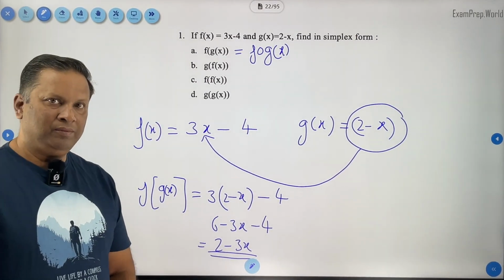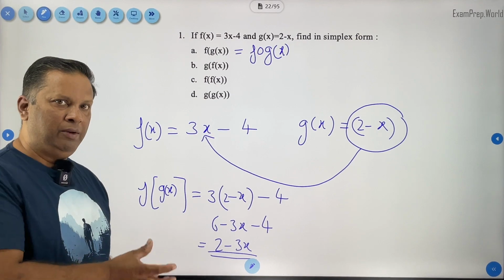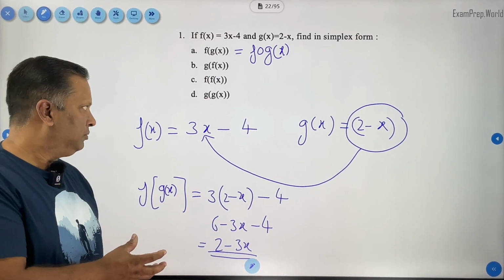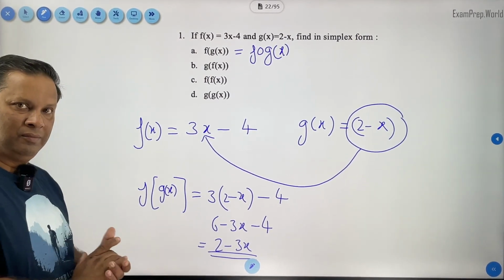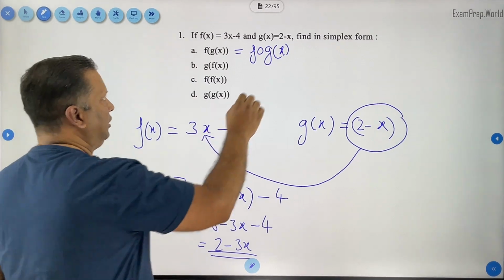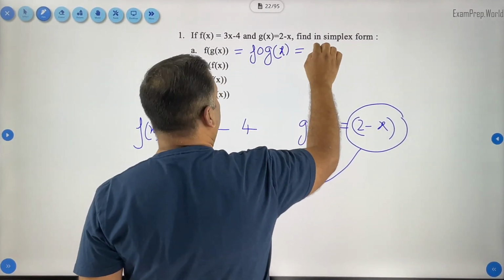Isn't it very simple? Just take the function, input it into the main function. Right? So we can write our answer here. Answer is 2 minus 3x.